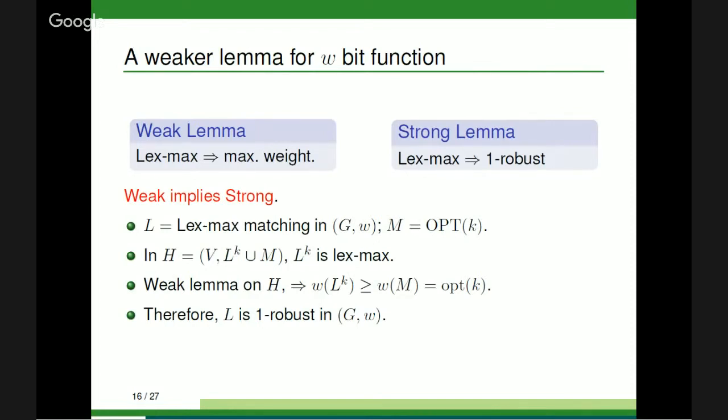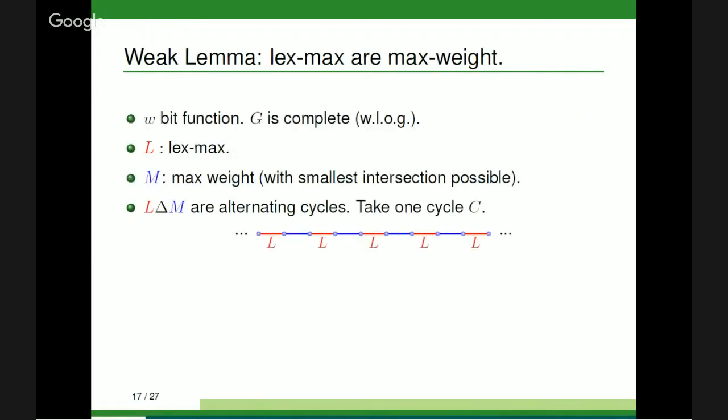So here I'm going to do a picture, maybe here. What do we want to prove? We want to prove that if you have a bit function and you compute a Lex... so let W be a bit function, and without loss of generality, assume that the graph is complete. Otherwise, you add zero weight edges. It doesn't change the proof.